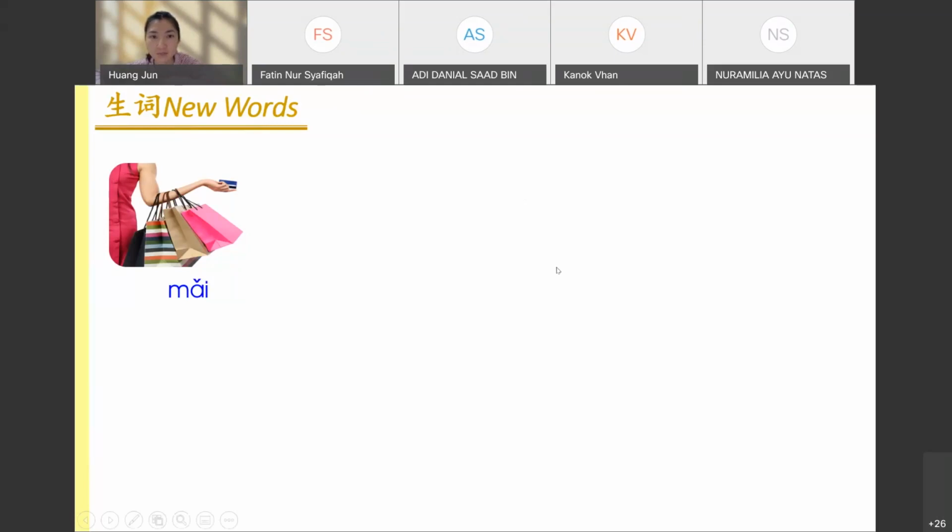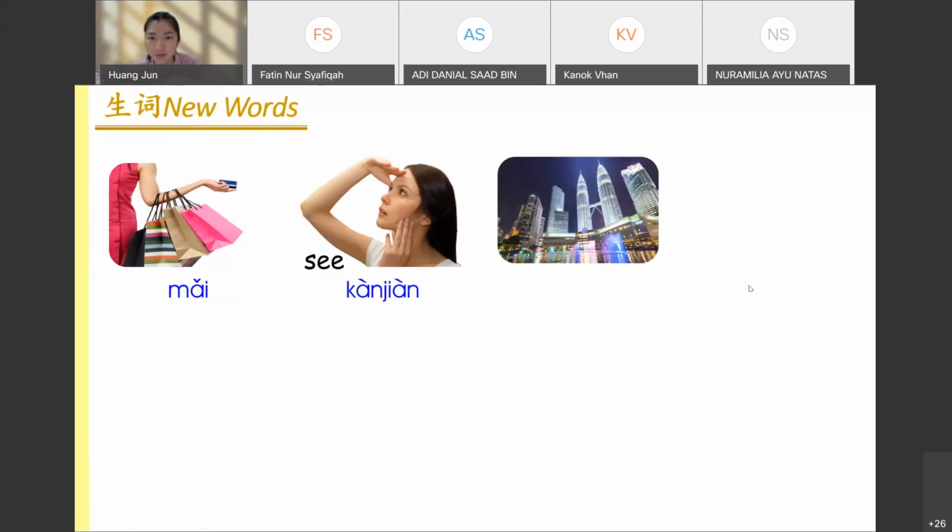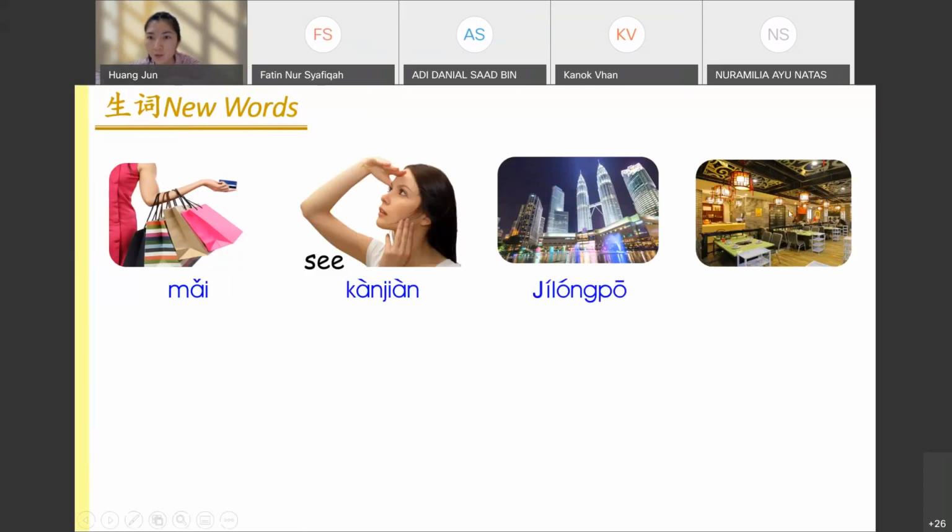Then this word, see, 看见. If we're talking about already having seen it, we can say 看见了. Then about this place, 吉隆坡, we had it in lesson 4 already. Then one more, about this place, restaurant. Check your book. If I ask you the question about picture 4, 这是哪里?